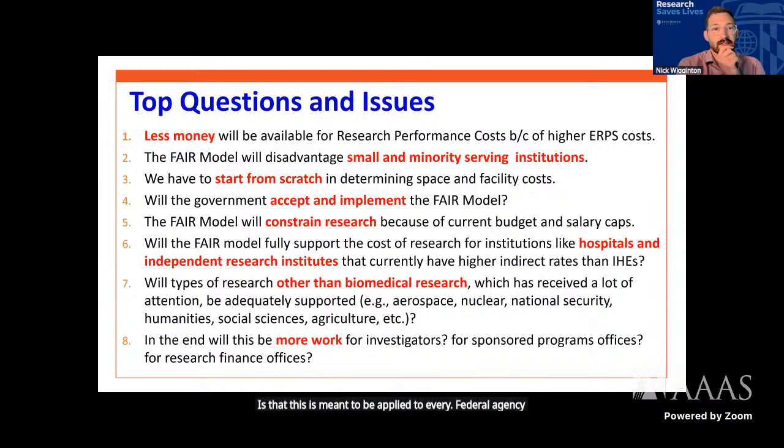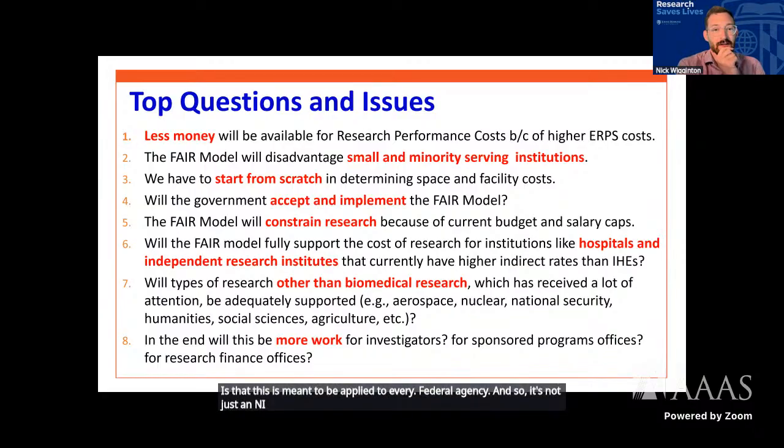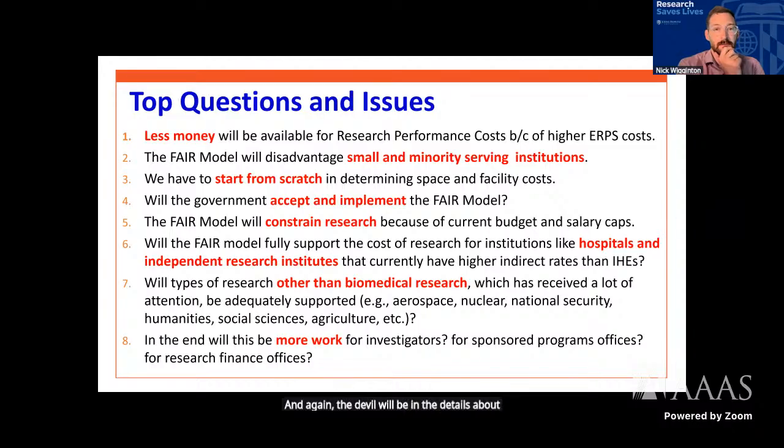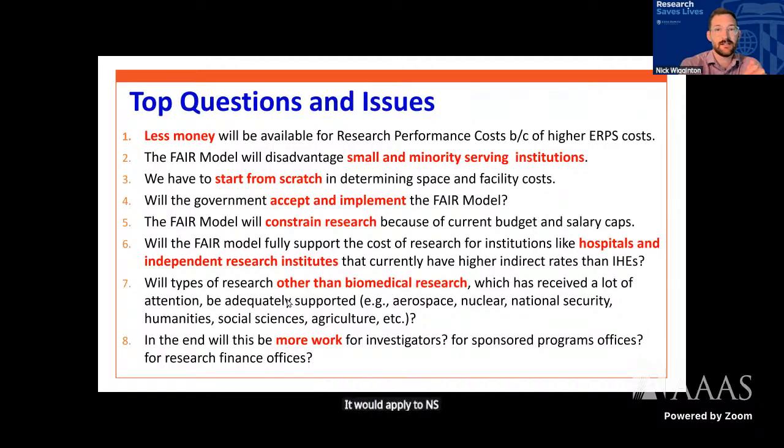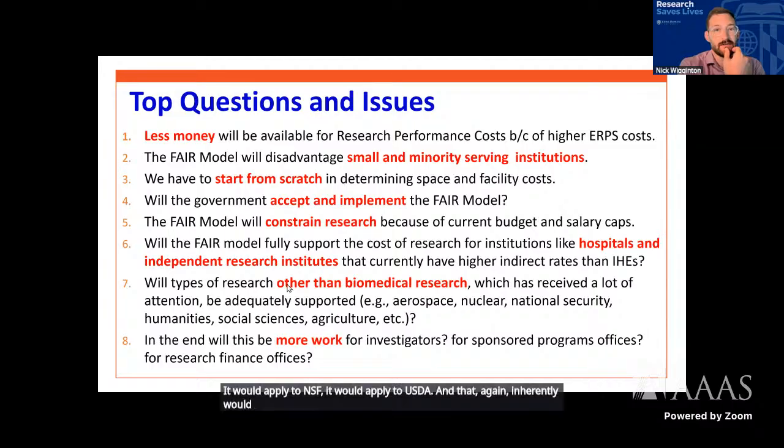And so it's not just an NIH thing that would fund federal biomedical research. But in principle, and again, the devil will be in the details about how it's implemented, but in principle, it would apply to the National Endowment for the Humanities, it would apply to NSF, it would apply to USDA, and that, again, inherently would cover lots of different types of research across many disciplines.